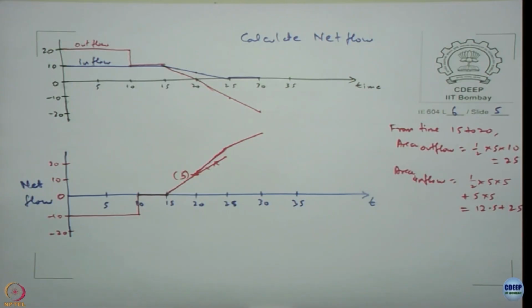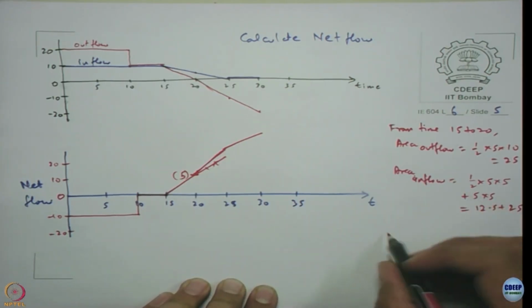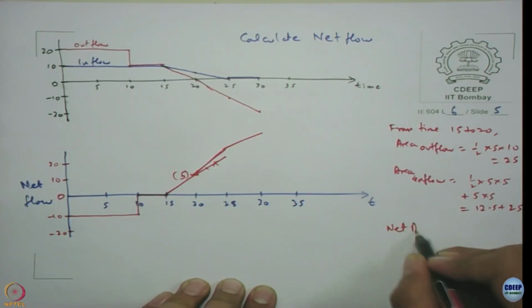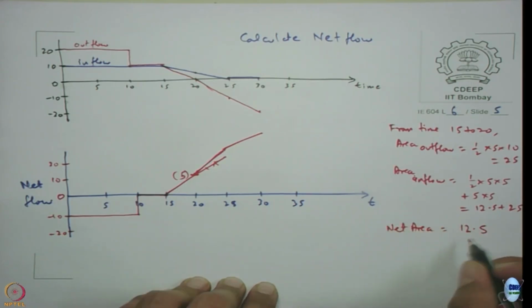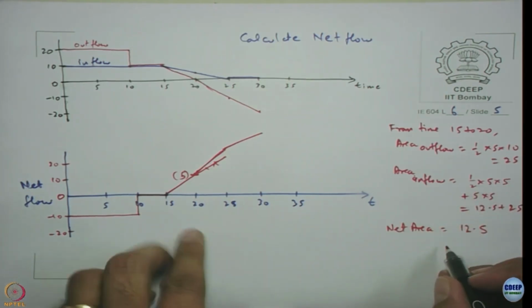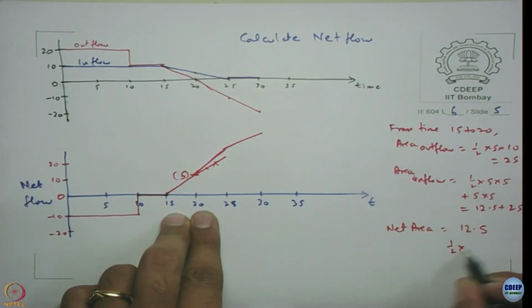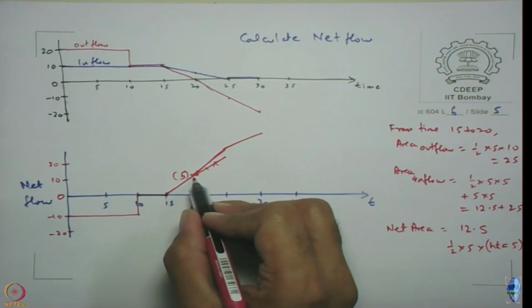Get it? So, inflow and outflow, net area is 12.5, correct? So, 12.5 means the time unit is fixed, half into base when time unit is fixed. So, I have to multiply it by the height, which will be then equal to 5, right? Height equal to 5. So, that means that time 5 is when it goes linearly.